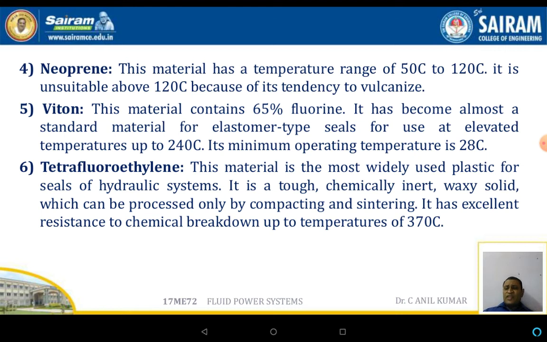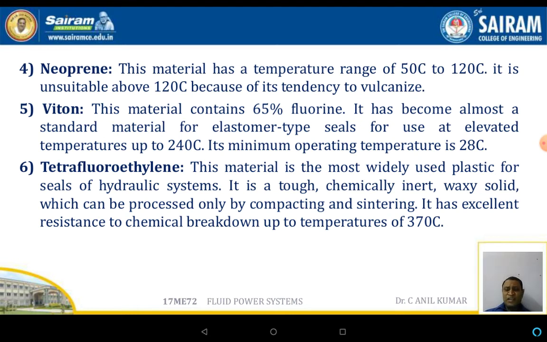Viton is another material which contains 65% fluorine, and it has become almost a standard material for elastomer type seals for use at elevated temperature, about 240 degrees centigrade. The minimum operating temperature is somewhere around minus 28 degrees centigrade. This material has a wide range of application in hydraulic systems, with an operating range between minus 28 degrees centigrade and 240 degrees centigrade.